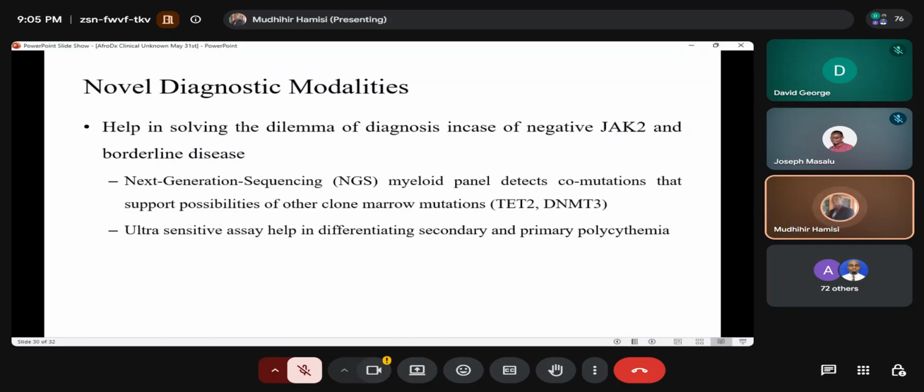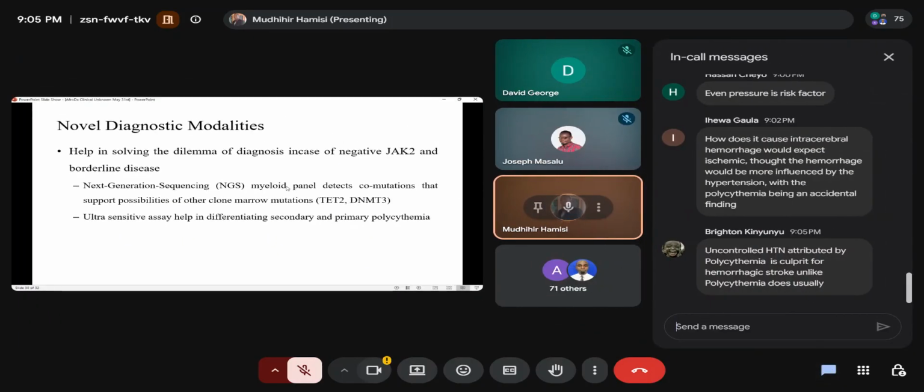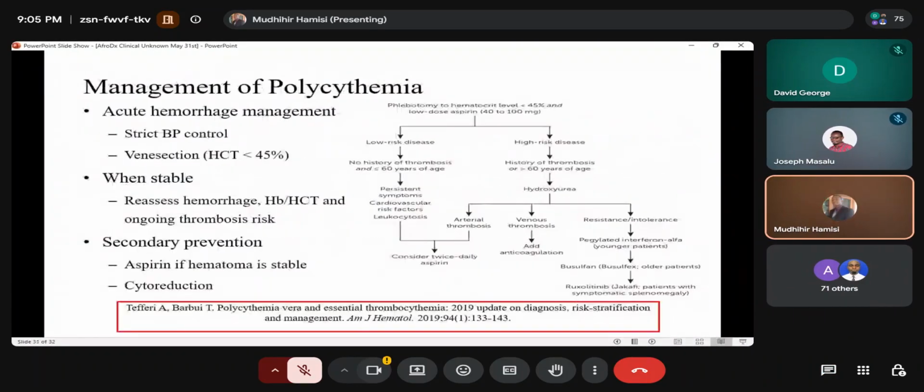We have novel diagnostic modalities which could be done. However, at our facilities they are not available, so it's hard to do them. The first one is called next generation sequencing, which involves the myeloid panel, which detects the core mutation that supports the possibility of other clonal marrow mutations such as TET2 and the others. Also, we can do an ultra-sensitive assay, which helps in differentiating secondary and primary polycythemia.